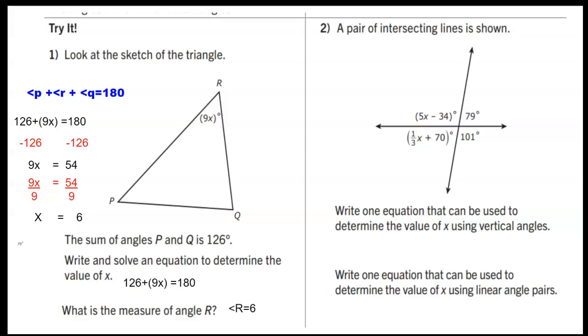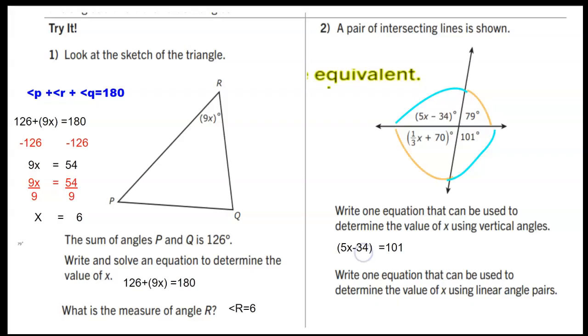Number 2, a pair of intersecting lines is shown. Write one equation that can be used to determine the value of x using vertical angles. Pause the video and do this on your own. All right, let's look for the two vertical angles. We know that the two vertical angles are here, and remember that two vertical angles are equivalent. So one equation that could work would be 5x minus 34 is equal to 101.